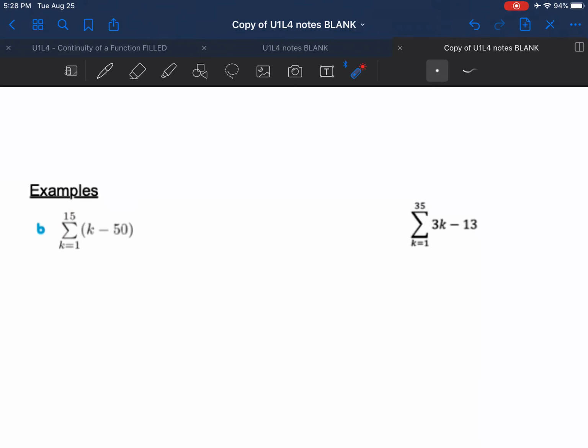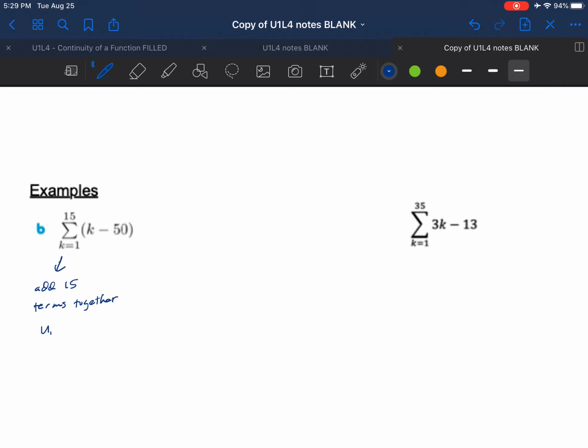In this first one, this part tells me that I'm going to add 15 terms together. How do I know it's 15? Because my first k value, my low end, is 1. My upper k value is 15, and if I count 1, 2, 3, 4, 5, all the way to 15, I have 15 terms. What's a little bit confusing, I think, is how do you get the individual terms?